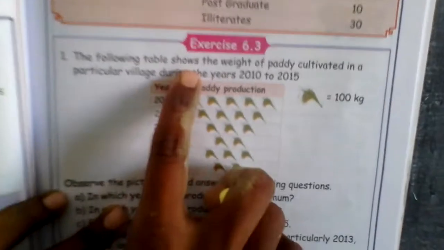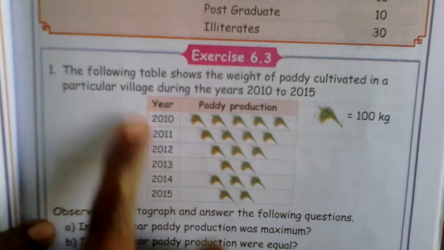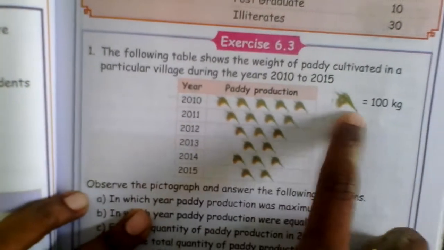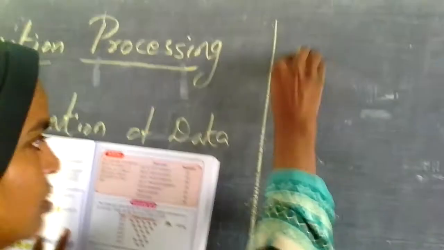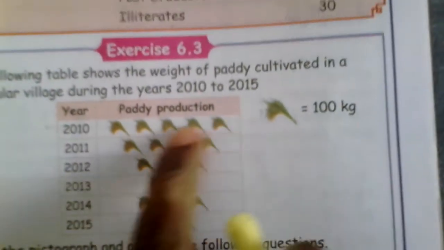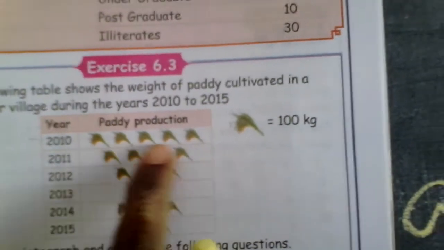The following table shows the weight of paddy cultivated in a particular village during the years 2010 to 2015. So this paddy symbol shows 100 kg, right? Let us solve this. So in 6.3, the question is observe the pictograph and answer the following questions. First question is, in which year was paddy production maximum? Just check it. See, in 2010 it was maximum because it is 500 kg in 2010. So the answer is 2010.